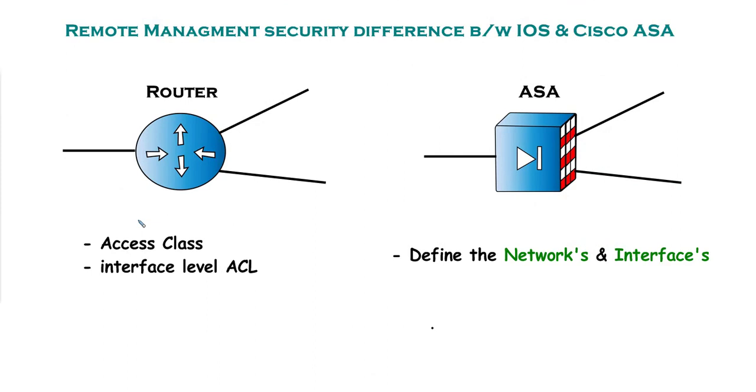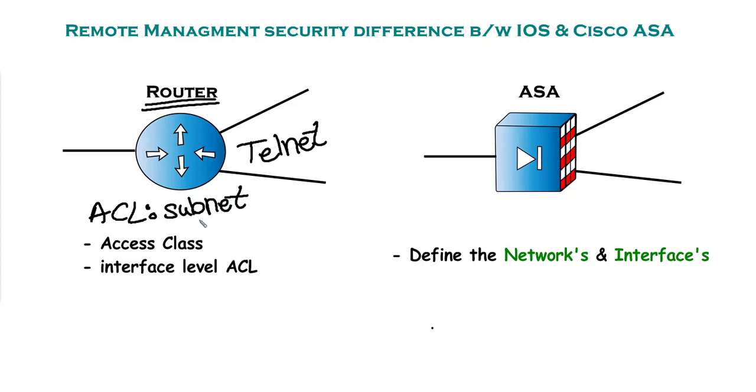Remote management security difference between IOS and Cisco ASA. What I'm trying to emphasize in this slide is basically by an example. Say you have this router of an XYZ company and you have configured Telnet on it. So you have configured Telnet access on it and you want to lock it down. You lock it down by creating an access list that specifies the subnets that are able to access this router. And you call those subnets via an access class in a line VTY.